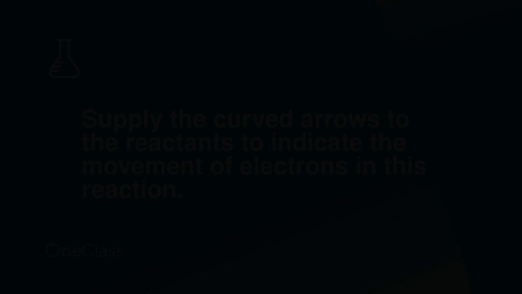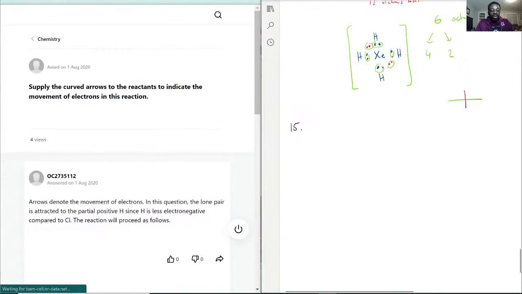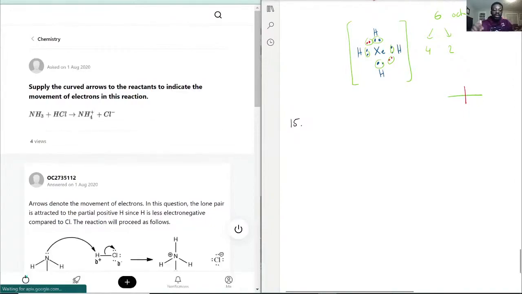So, this one's asking us to apply curved arrows to the reactants to indicate movement of electrons in a reaction.